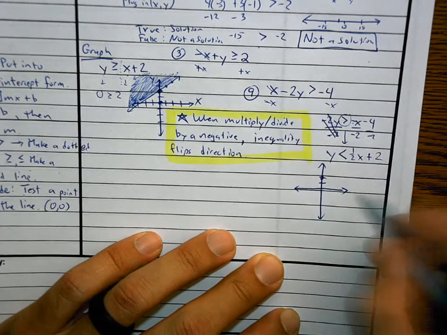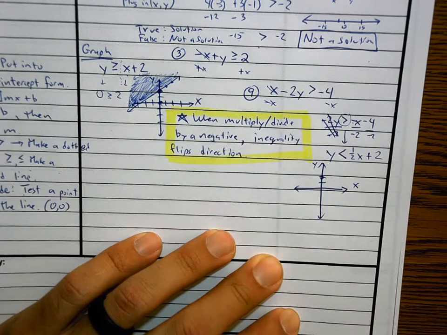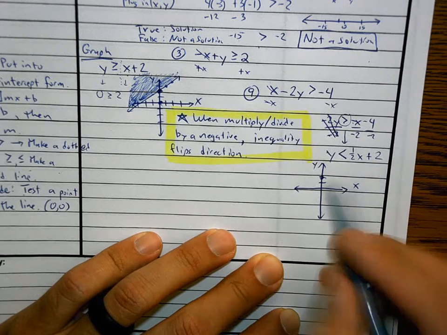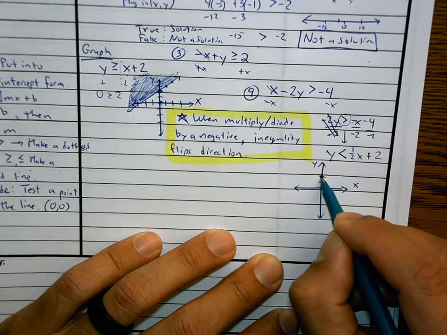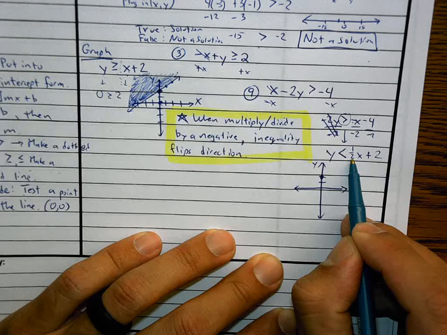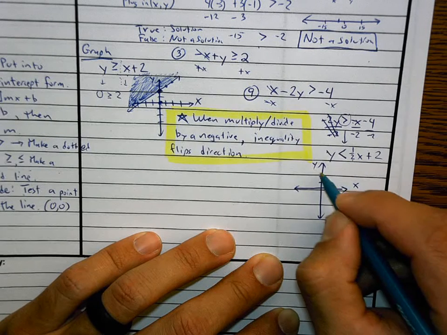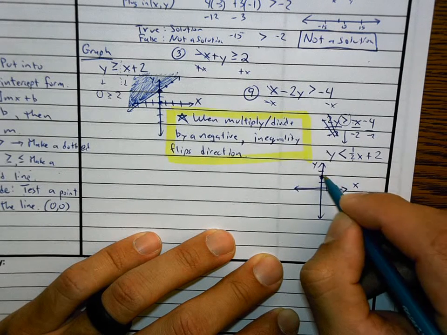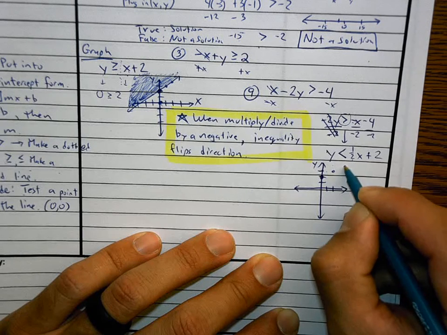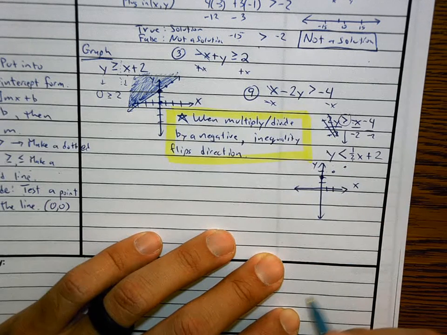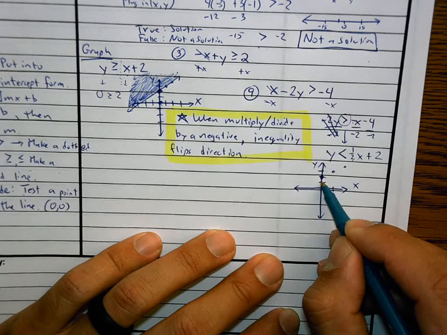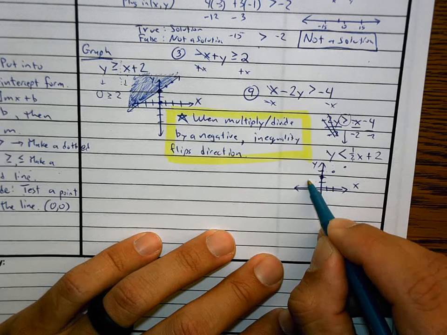Here's my X, here's my Y. The B is 2, so I'm going to go over to the 2, put a dot. From there, I use my slope. Rise 1, run of 2, rise 1, run of 2, up 1 over 2. I could even go negative 1 down and to the left 2, a negative and another negative.